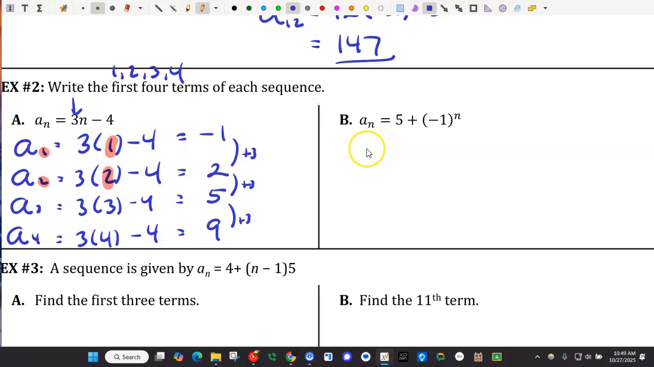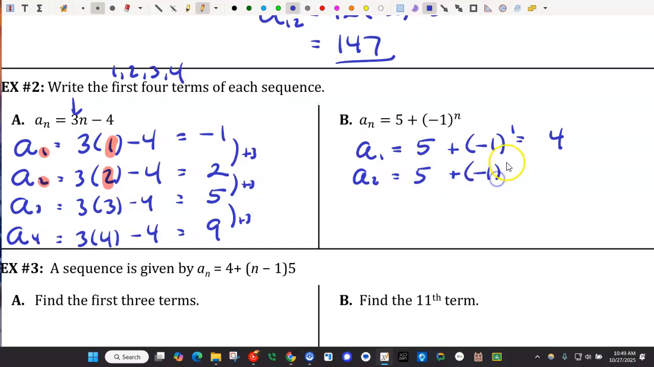Sometimes you have something like this, where if you find the first 4 terms, a sub 1 is 5 plus negative 1 to the first power, which is just 5 minus 1, 4. While a sub 2 will be 5 plus negative 1 to the second power, which is 5 plus 1, 6. However, it's different from part A because as soon as you go back to 3, you have 5 plus negative 1 to the odd power, which is negative 1 again, and you're back to 4.